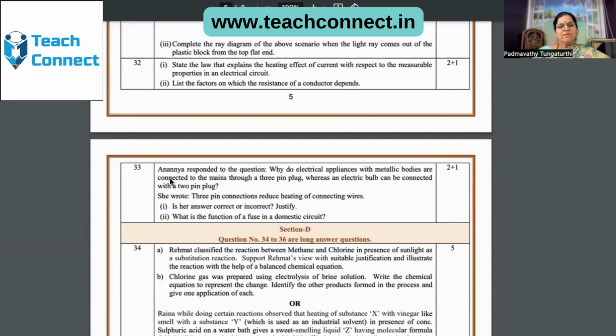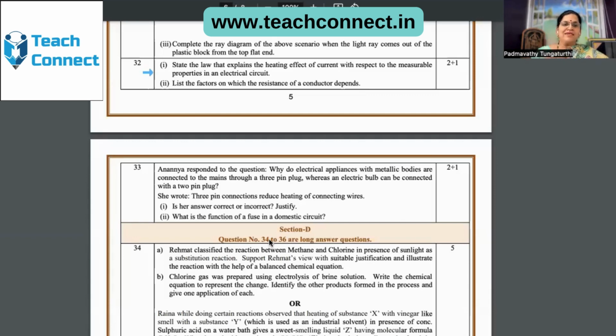State the law that explains the heating effect of current with respect to measurable properties in an electric circuit. Explain is a simple memory question. What do you measure in an electric circuit? Measurable properties: you measure current, you can measure resistance, you can measure the temperature change. These are measurable properties. Therefore, it is connected to Joule's law.